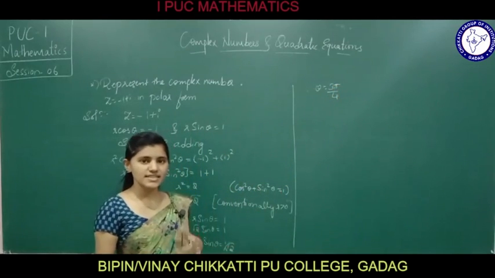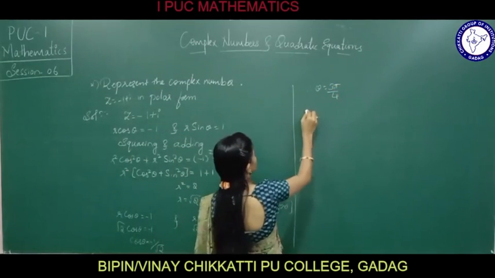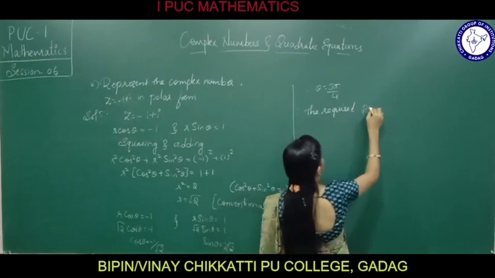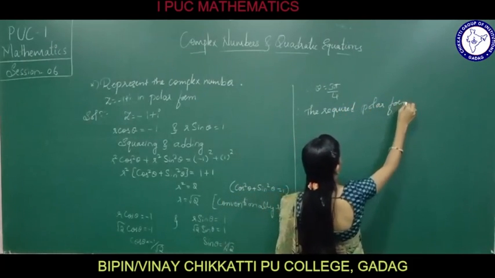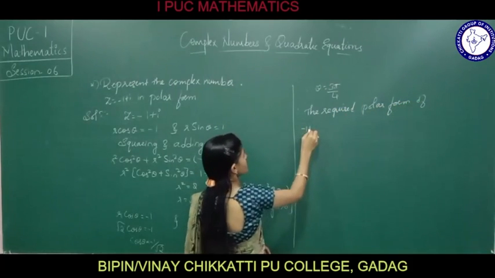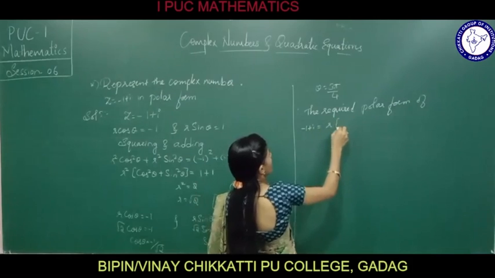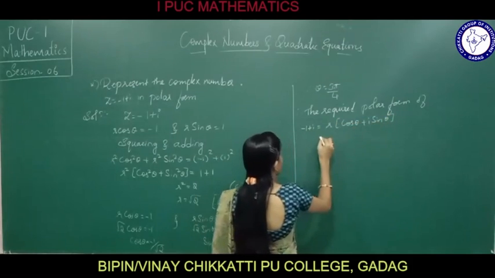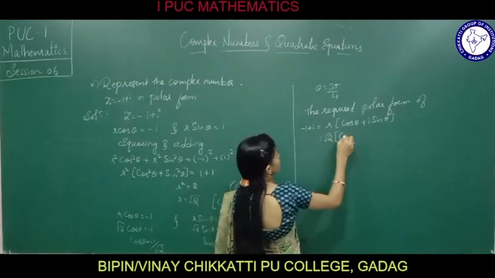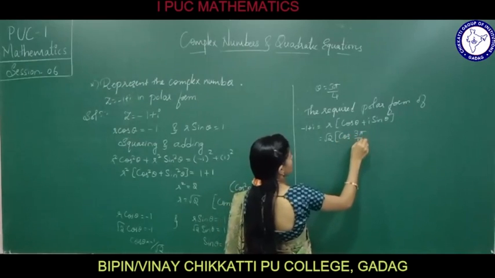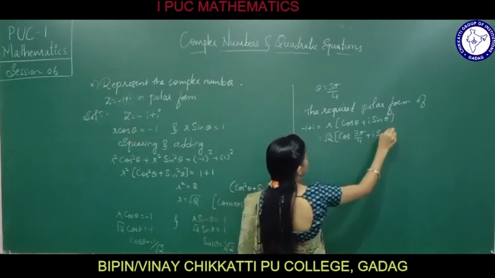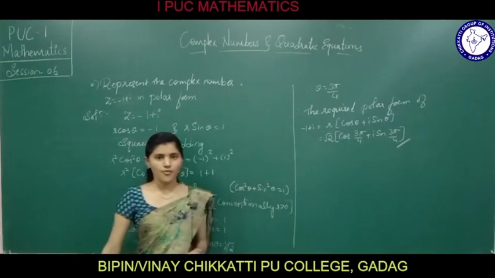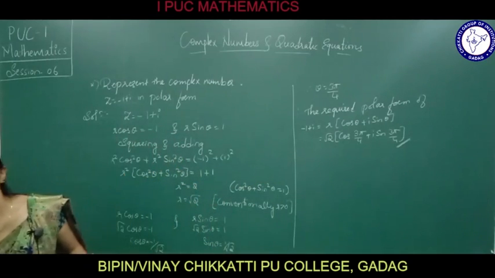Now we need to represent it in the polar form, right? Therefore the required polar form of minus 1 plus i will be what? r into cos theta plus i sin theta. What is r? r is root 2. Cos of theta is 3 pi by 4 plus i into sin 3 pi by 4. This is our required polar form. I hope you all have followed this. Now let us move to the next problem.